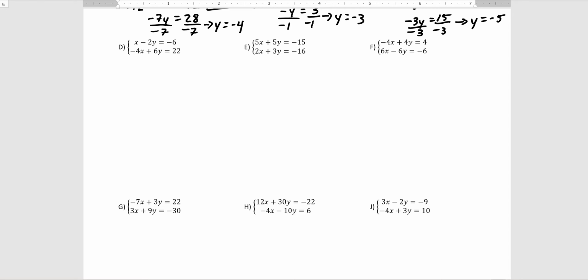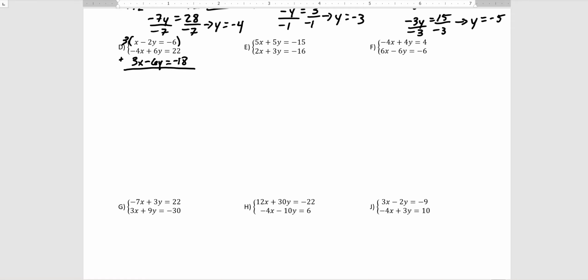If I want to eliminate y, I can multiply the top equation by 3. I think I'm going to do that one simply because it's a smaller number. I'm going to try to keep my numbers as small as possible in this process. So I'm going to multiply this top equation by 3, and that will give me 3x minus 6y equals negative 18. So now, since I have a positive 6 and a negative 6, I'm going to add these together.